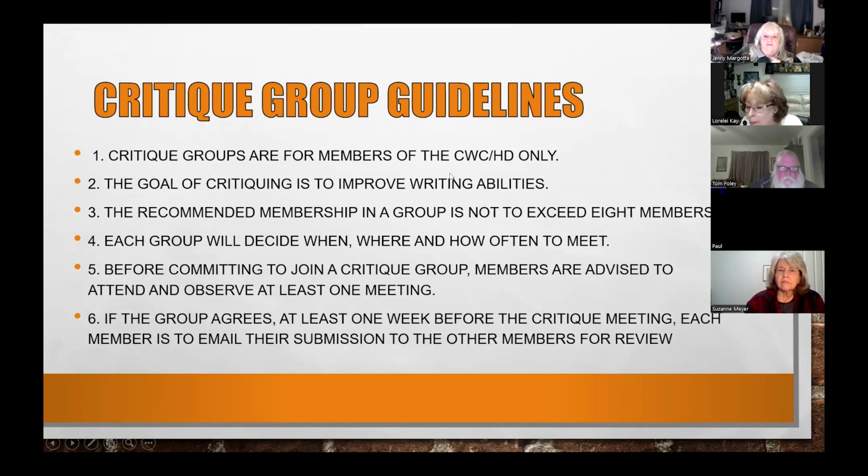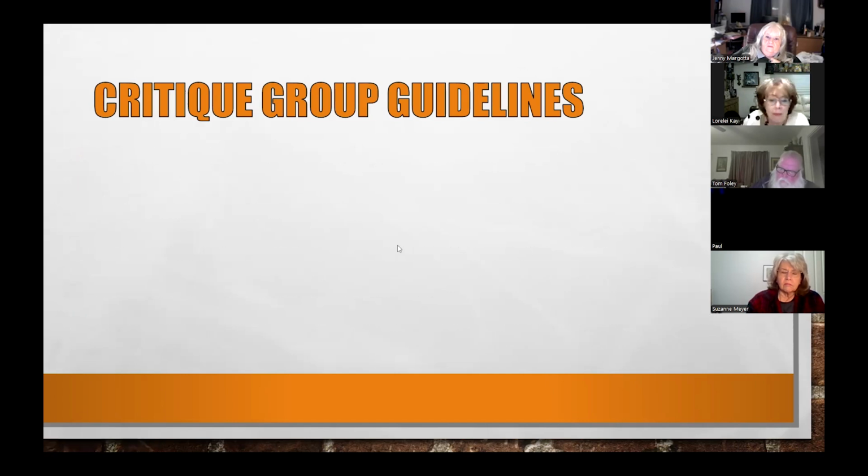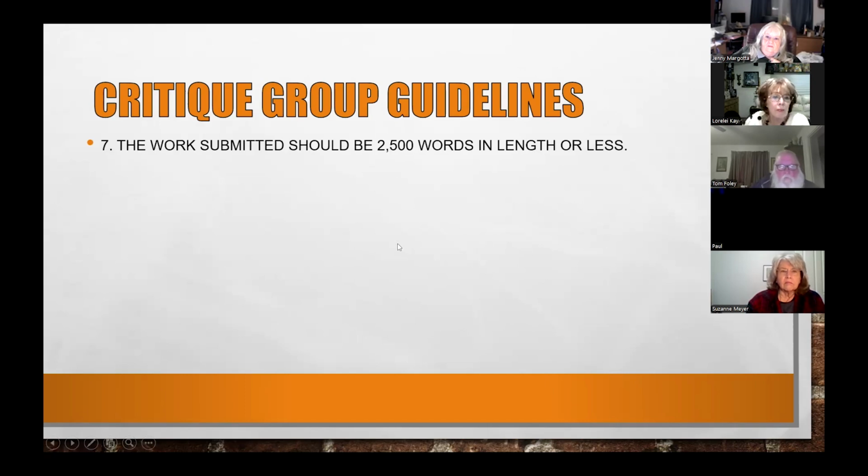Number 6 is that if the group agrees at least 1 week before the critique meeting, each member is to email their submissions to the other members to review. That way you've got about a week to spend. And if you've got 3 or 4 members, that means 3 or 4 critiques. Number 7, we suggest 2,500 words. I've been in critique groups where people take a little advantage. You know, I had like 5,000 words, and that's a lot of work. So consider that.